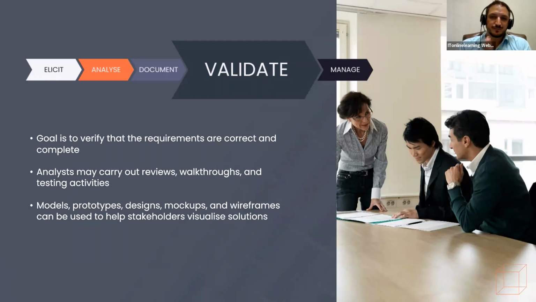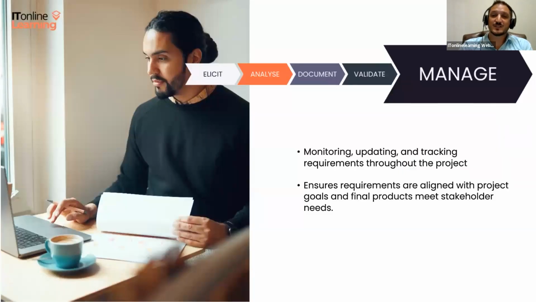So the final element or stage of requirements engineering is requirements management. So this management stage involves monitoring, updating, and tracking the requirements throughout the project. And this helps us to ensure that the requirements are aligned with the project goals and that the final product meets the needs of the stakeholders.